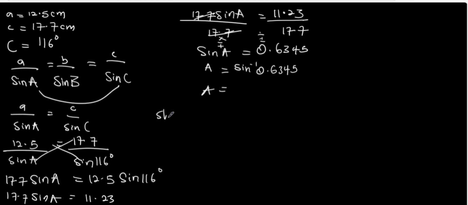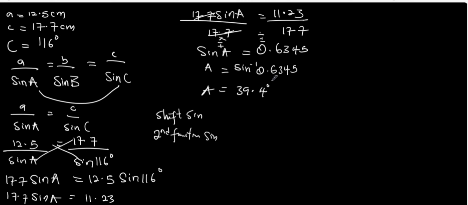On your calculator, to get arc sine or sine inverse, you press shift and then you press sine. In some other calculators, it is second function and then you press sine. So sine inverse of 0.6345 gives my angle A equal to 39.4 degrees.